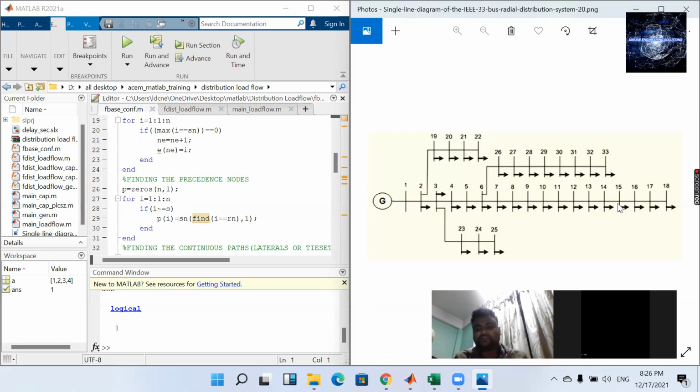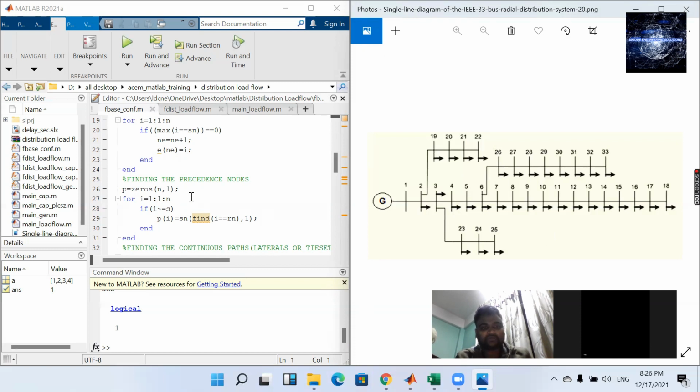The precedence node of 15 is 14, and likewise for the others. So how do we find this? One thing we have to keep in mind is that a starting node does not have any precedence node, because it is not fed from any other bus. So this applies except for a starting node.